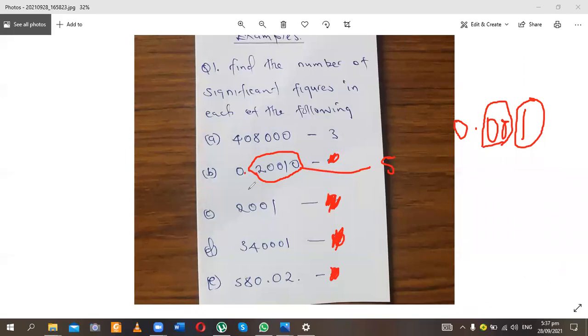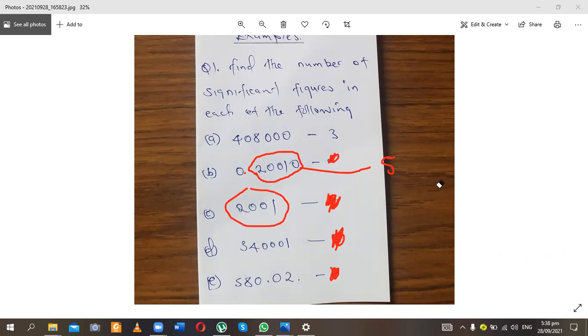Okay, so we can go to the other one here. This one is purely coming from the second rule, which is guiding us that the zeros that are written between the non-zeros, what do we say? Are they significant or not significant? What are we going to say about them? We are going to say that they are significant. So in short, all these numbers that are in here are all significant. And once we count them, we have 4 significant figures.